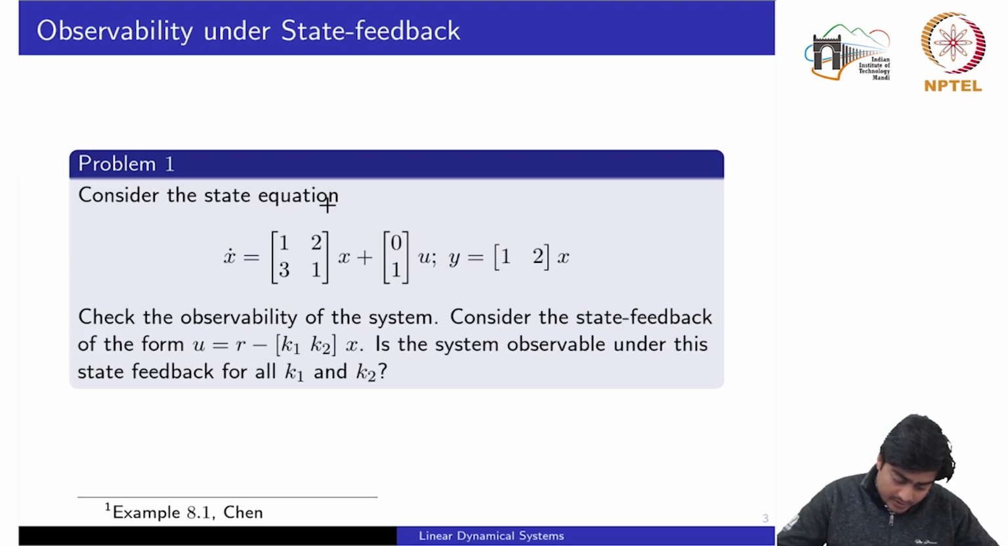In the first problem, we are considering the state equation x dot is equal to Ax plus Bu, y is equal to Cx, where A, B, C matrices are given here. This problem was taken from the example 8.1 of one of the references mentioned on the course page. First we need to investigate the observability of the system. Second, we shall design the state feedback of this form, which is r minus Kx, where K is a vector composed of k1 and k2. We need to investigate whether the system is observable under this state feedback for all k1 and k2.